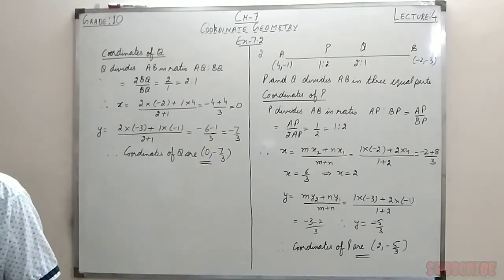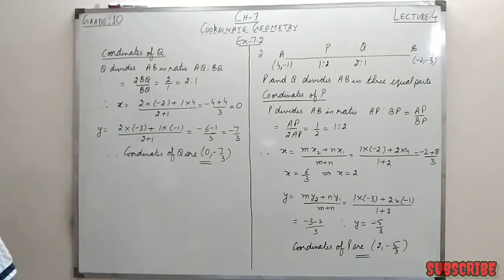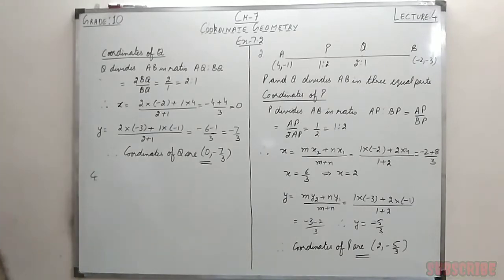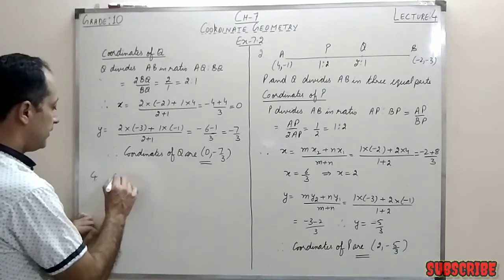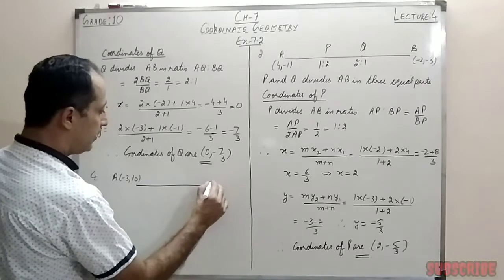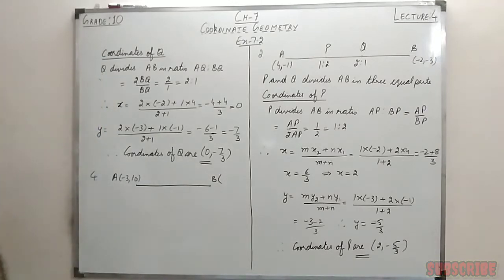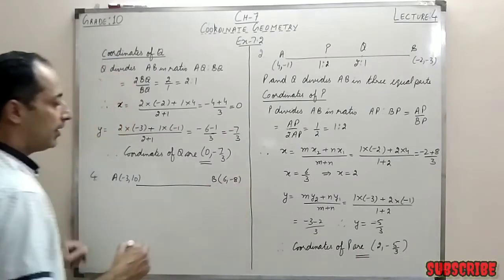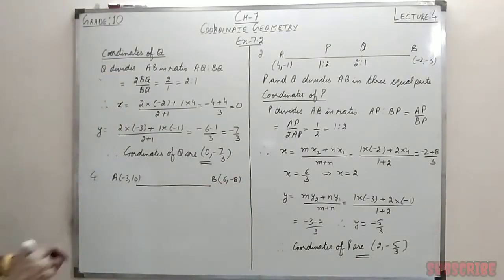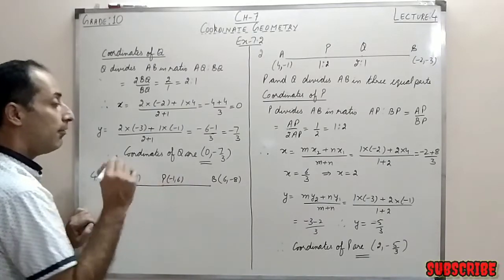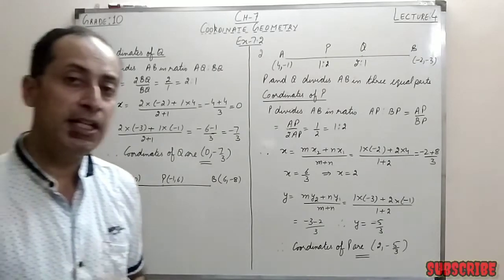It's given: find the ratio in which the line segment joining the points is divided by -1, 6. Now, what we have to do in the fourth question? In the fourth question, it's given that there are 2 points. There is A, -3, 10. And there is B. The coordinates of B are 6, -8. And what we have? There is a point P with the coordinates -1, 6. We have to find in what ratio this P divides AB.